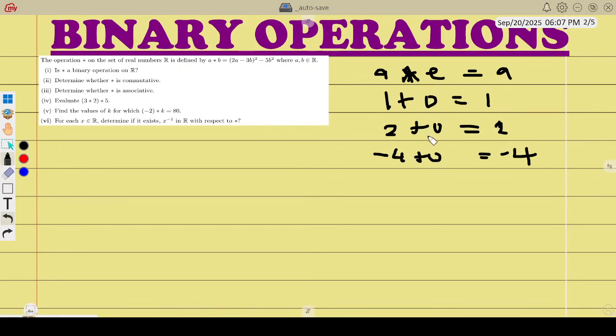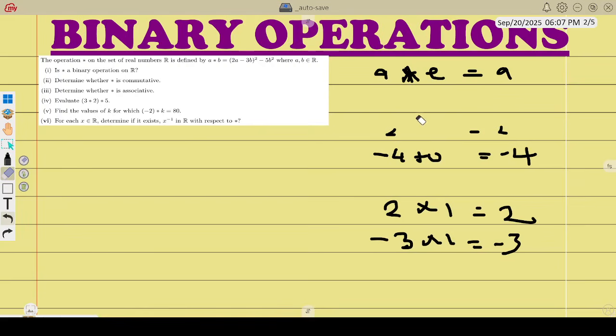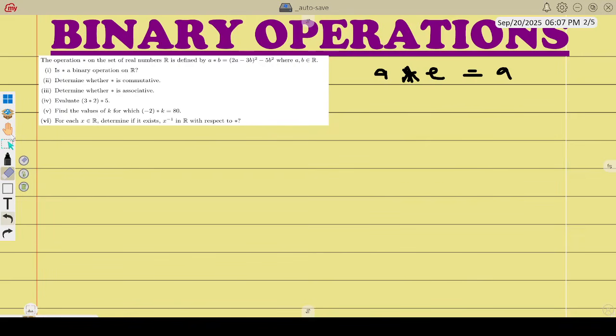So this is the identity for addition and subtraction. You just get the same thing. And then for multiplication, the identity is 1. If you say 2 times 1, it's just 2. -3 times 1 is just the same -3. So that's an identity. You operate an identity with any number, you get that same number.